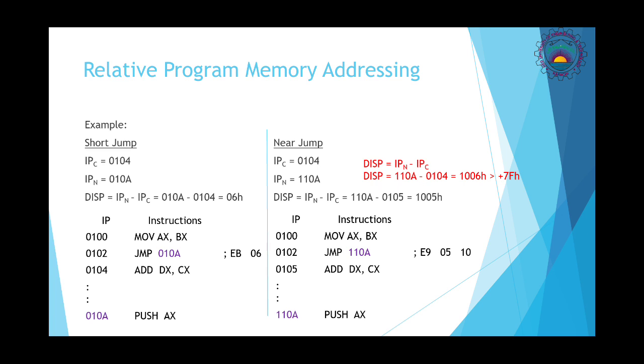E9 is the opcode for near jump. Then the lower byte for displacement, that is 05. Then you are having higher byte of displacement, that is 10. So that is the difference between short jump and near jump. First of all, assembler will be calculating the displacement. If your displacement is within the specified limit, then that instruction will be stored as short jump. But if your displacement value is exceeding that specified limit, then your jump will be stored as near jump, and short jump will be of 2 bytes in memory, and near jump will occupy 3 bytes in memory.